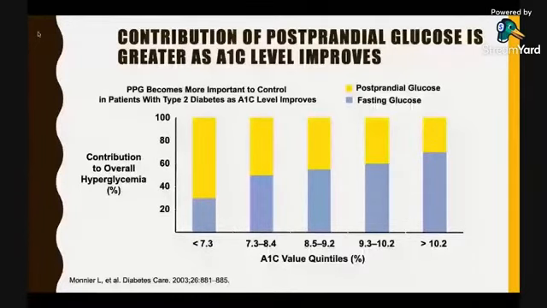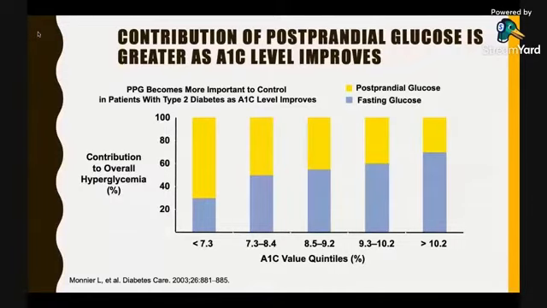So what they're saying is that when the HbA1c is on the very highest side, the postprandial contribution is comparatively less in the Western population. But as the HbA1c starts coming down to the target range of near about 7 to 7.5%, the contribution of postprandial glucose in the HbA1c is much greater now in comparison to the fasting glucose.